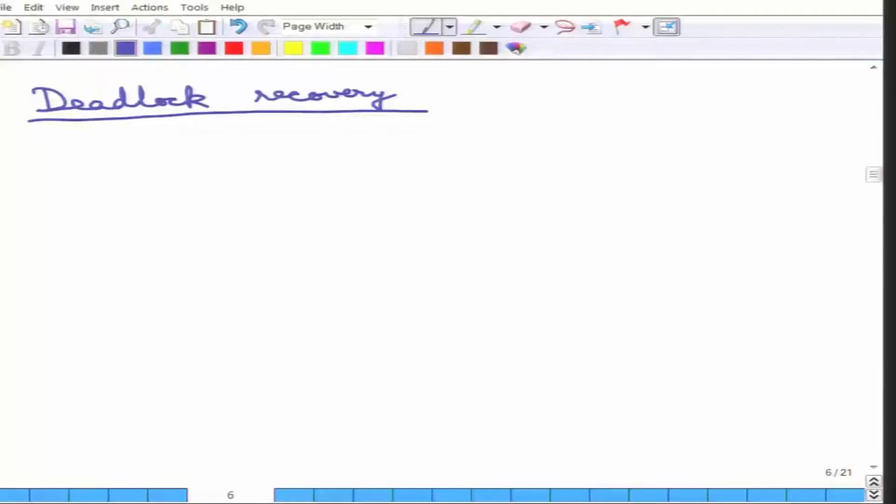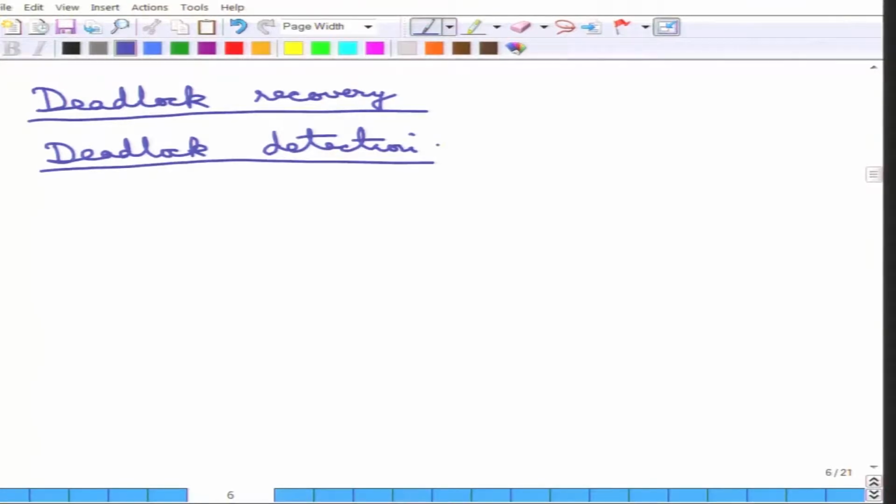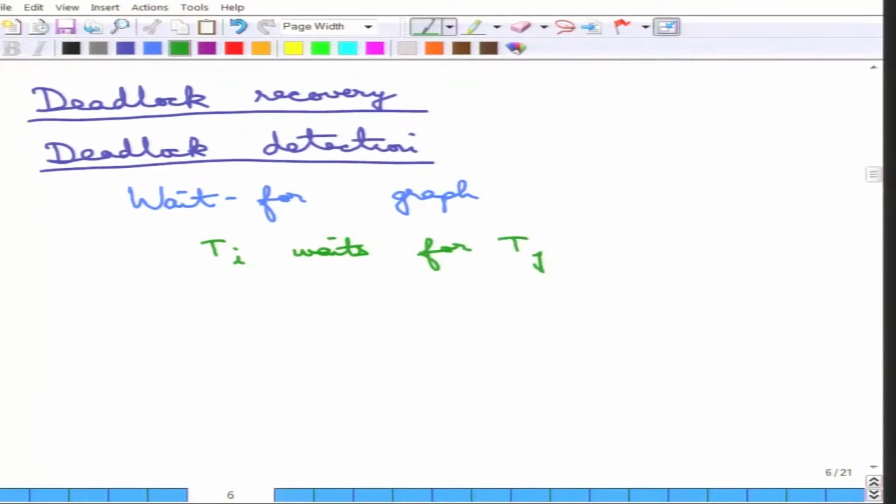The first thing to recover from a deadlock is to identify the deadlock. That is called deadlock detection. So how is a deadlock detected? This is very similar to a concept that we did earlier. The concept it uses is called a wait for graph. In conflict serializability we saw a graph; this is kind of the same thing. In this wait for graph, suppose Ti waits for Tj.